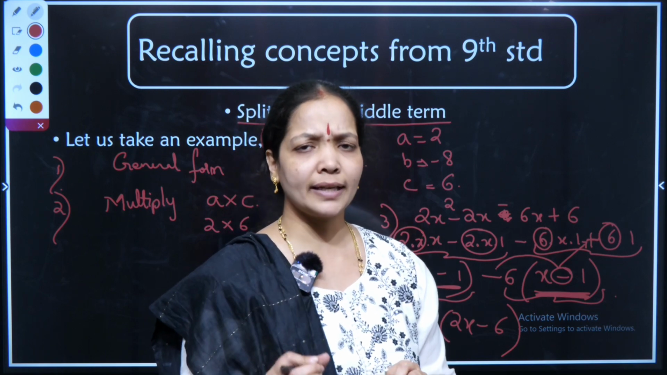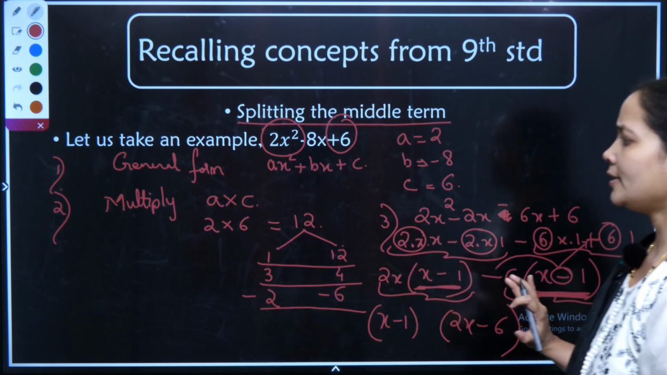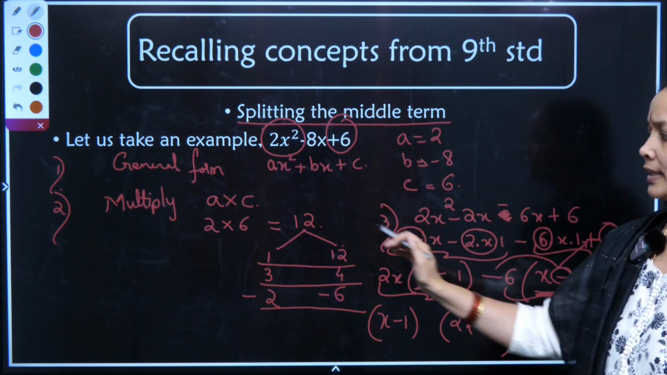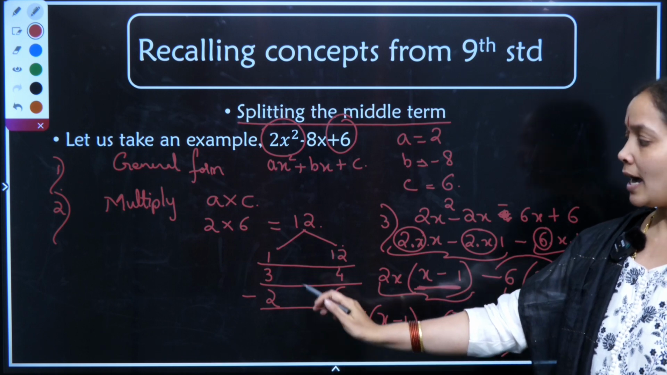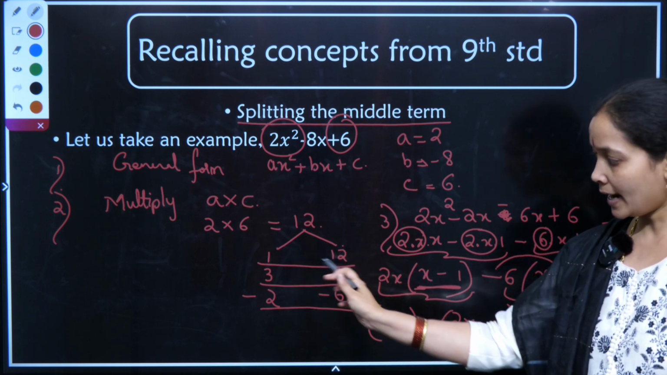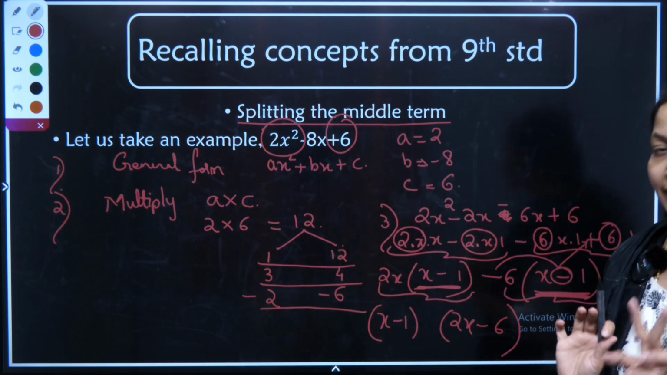It's a simple technique. I'll just quickly recap it. First, I have to multiply a and c, which was 2 times 6, that is 12. Then I found the factors of 12. After finding them, I'll consider the factors as pairs. When I add or subtract the pairs, I have to get the middle term. Those are the two unique steps.